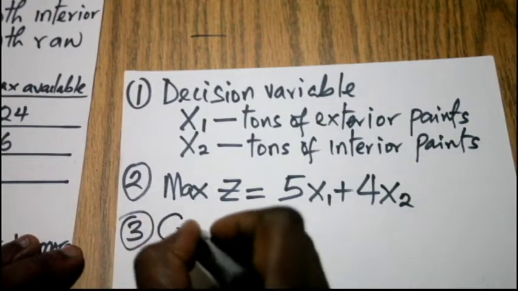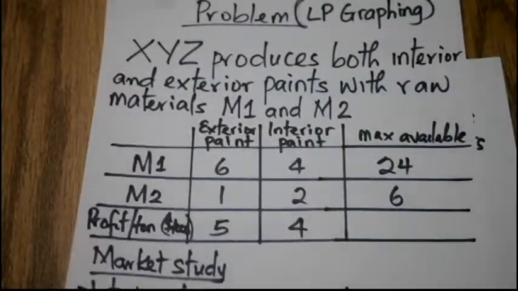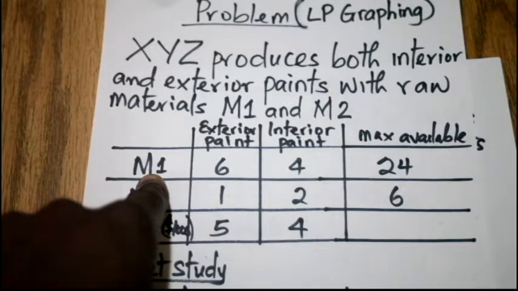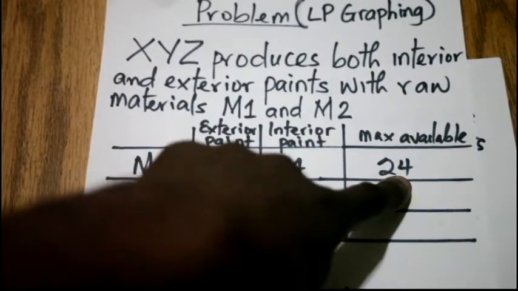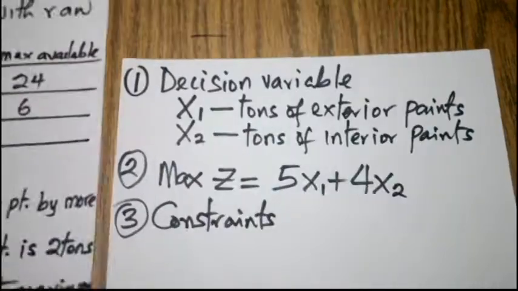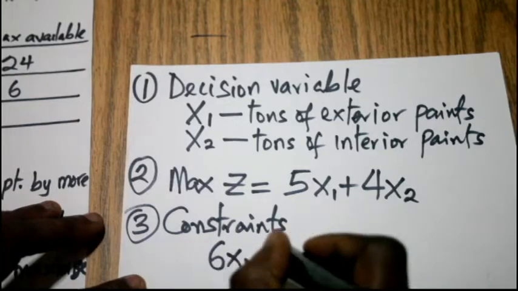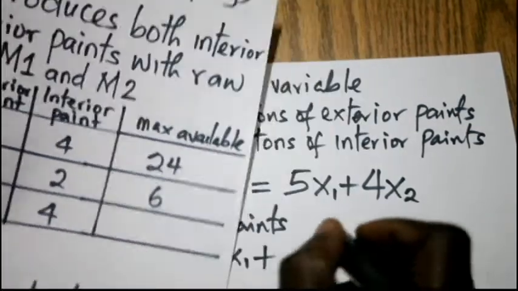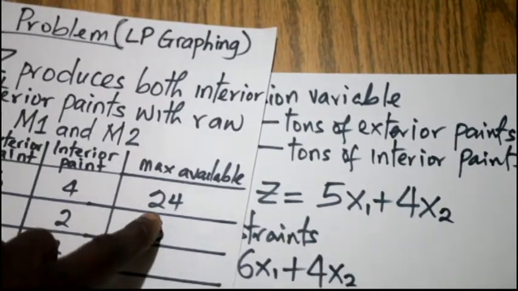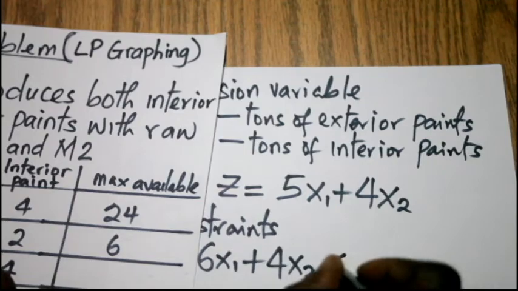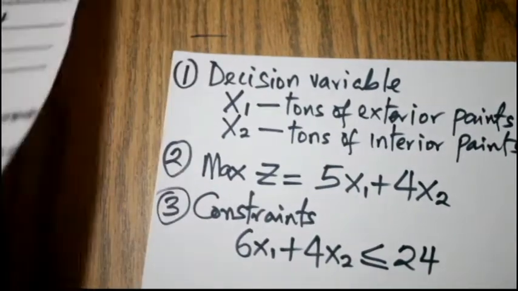My constraints: all this is subject to what? The first one is for M1 material. I have 6 for exterior and 4 for interior, and the maximum available is 24. So I'm going to state that in this form: 6 X1 plus 4 X2. Because the maximum available is 24, I'm going to have an inequality sign that says less than or equal to 24 tons.